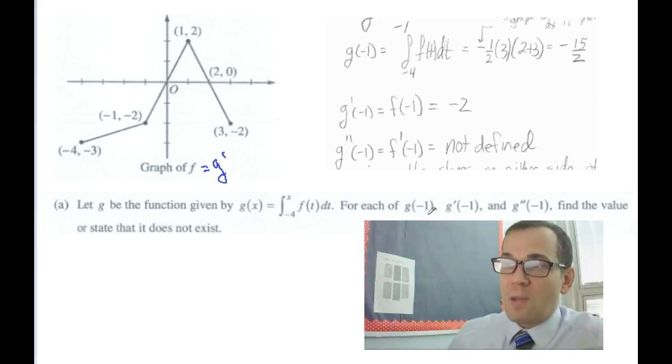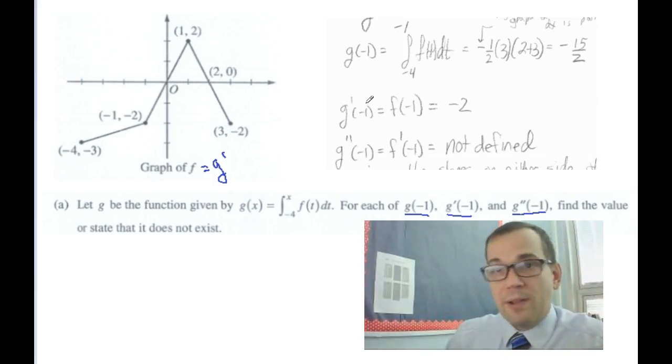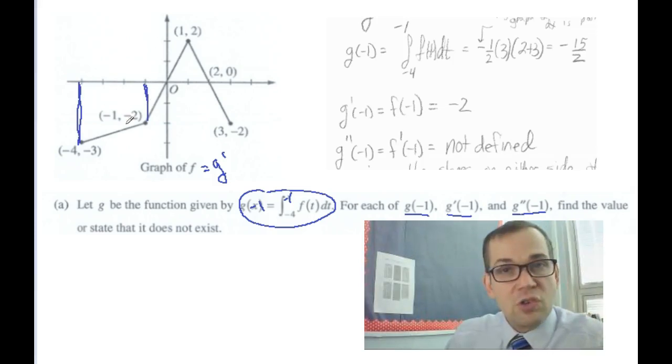And then we're going to try to talk about what g of -1 is, g prime of -1, and g double prime of -1. G of -1 is the most straightforward. I'm simply going to take that function definition that they gave us and replace these x's with -1s. So I integrated from -4 to -1 the function that they gave me. And at this point we are going to interpret that integral as an area between the curve and the x-axis.